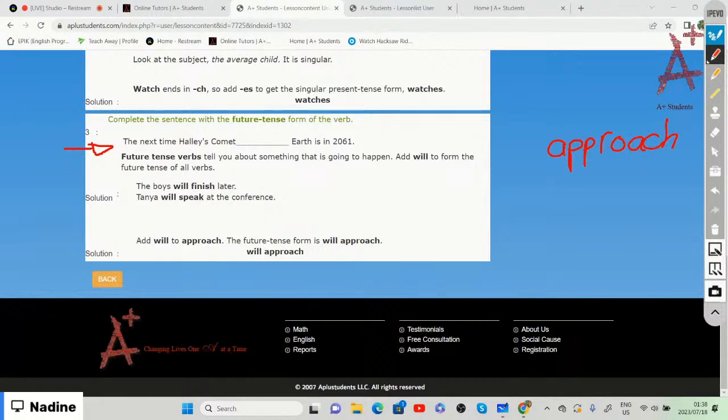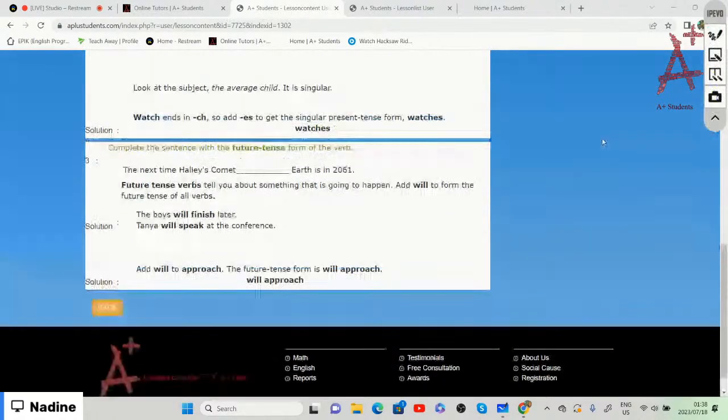In this case, it is the future tense verb. Remember that the future tense verb tells you about something that is going to happen, something that must still happen, so we need to add will to that word to form the future tense verb. Which means we will then say the next time Halley's comet will approach Earth is in 2061. So will approach shows us the future tense form.